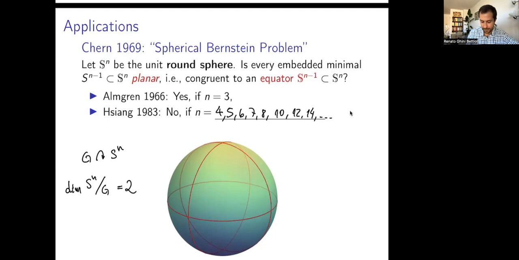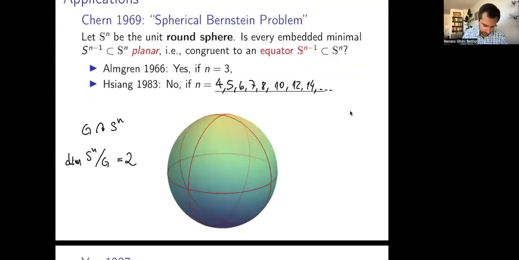And some of them will correspond to equators, right? So some of them will correspond to these trivial solutions. But if you can produce some that are not, well, then you found some minimal spheres which are not equatorial. That's exactly what Xiang did.